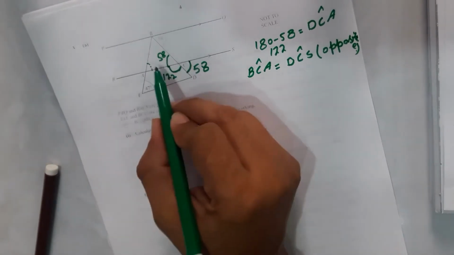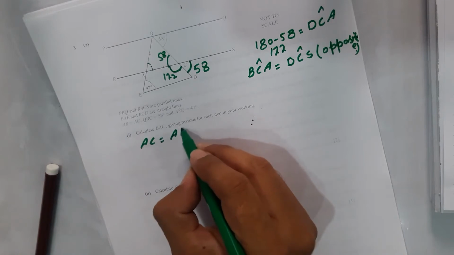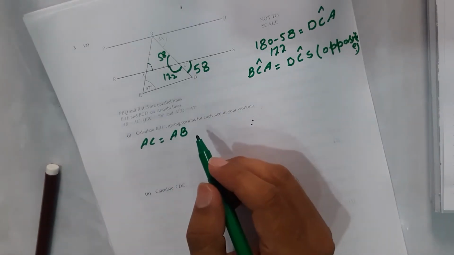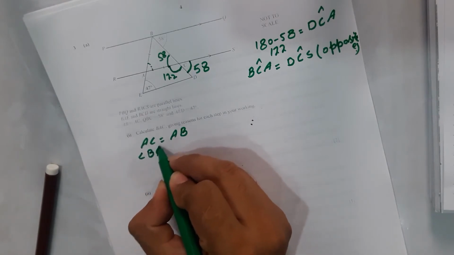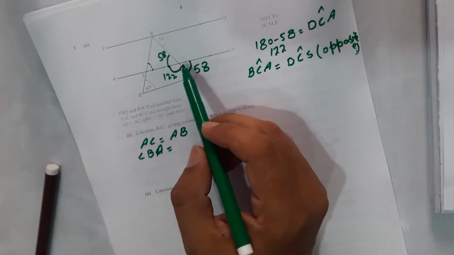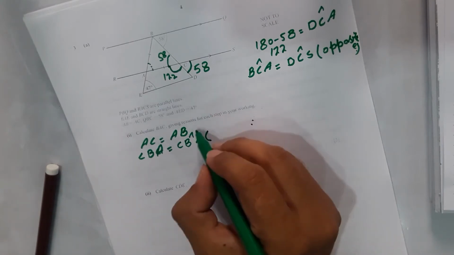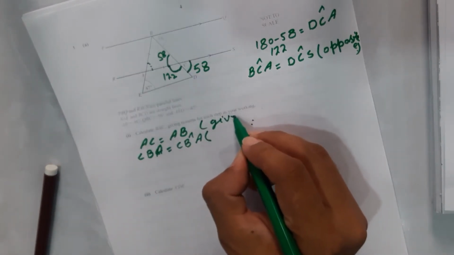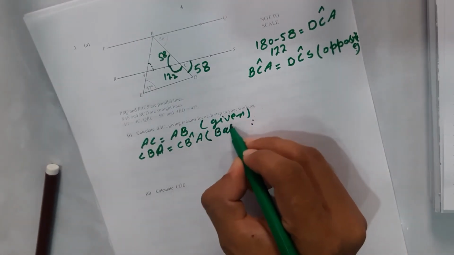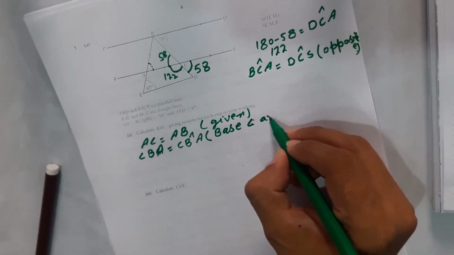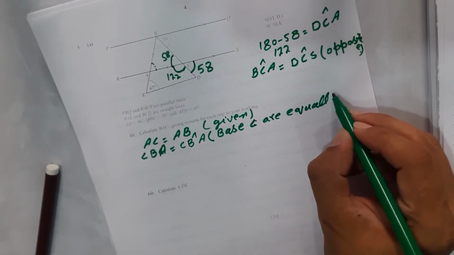Now AC and AB are the same, so the angles will be the same. So angle BCA will be equal to CBA because these are given. They are equal because base angles are equal, or you can write that this is an isosceles triangle.